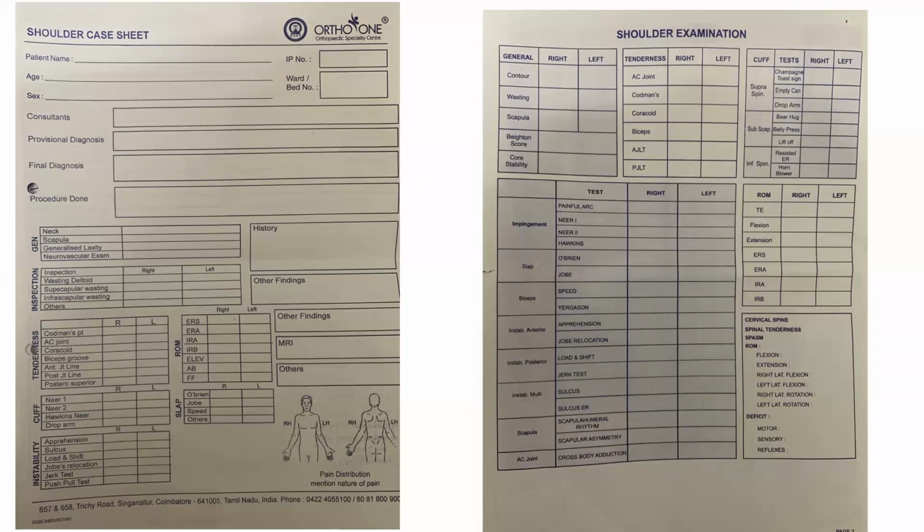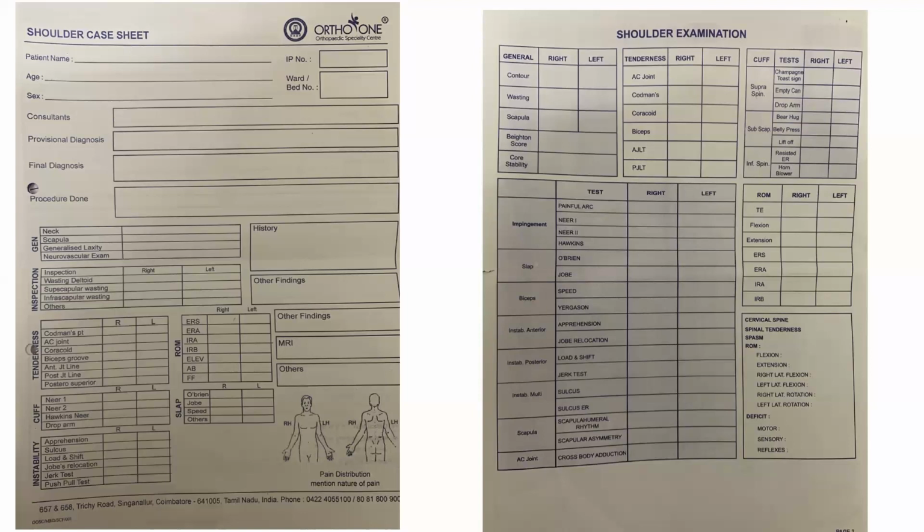And on the palpation part, we'll start with the AC joint, looking for tenderness, and the Codman's point, which is the insertion of the supraspinatus tendon, with the shoulder in extension and internal rotation. That will be the best position to palpate the Codman's point. And we'll also palpate the coracoid, the biceps tendon, and the anterior joint line, which will be just lateral to the coracoid, and the posterior joint line, which will be medial to the posterolateral border of the acromion.